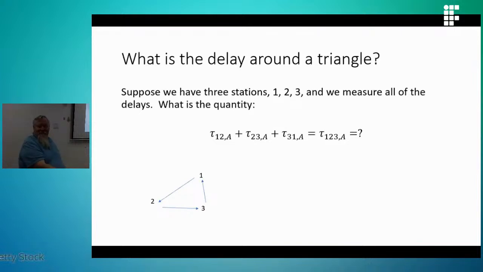So my question is, I have this triangle here, and I'm measuring the delay from 1 to 2, from 2 to 3, and then from 3 to 1. So I give that formula up there. What is that equal to? What does the combination equal?